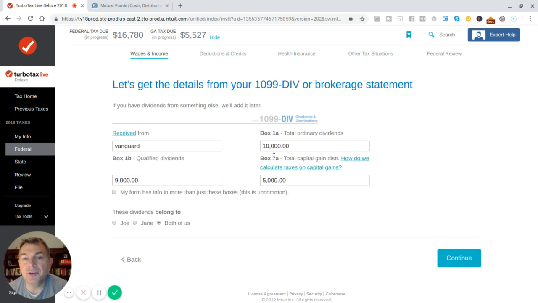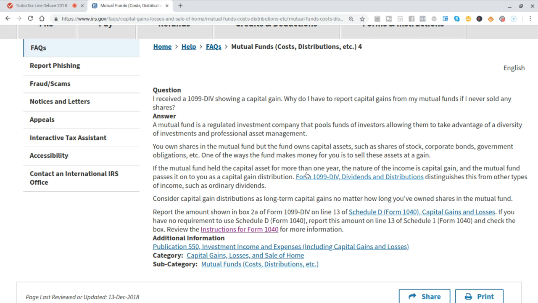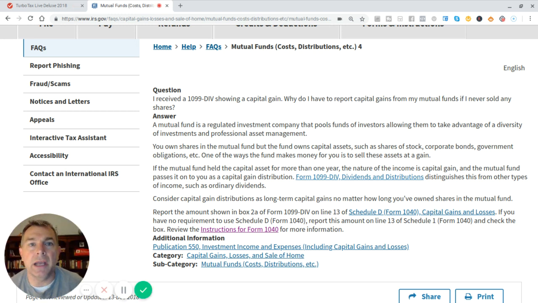If you have a 1099-DIV with capital gains, that's different than a capital gain from making a sale of a stock. All right, that's different. And let me show you from the IRS. 1099-DIV showing a capital gain. This is directly from the IRS website. I received a 1099-DIV showing a capital gain. Why do I have to report capital gains from my mutual fund if I never sold any shares? The answer: a mutual fund is a regulated investment company that pools funds of investors, allowing them to take advantage of a diversity of investments and professional asset management.